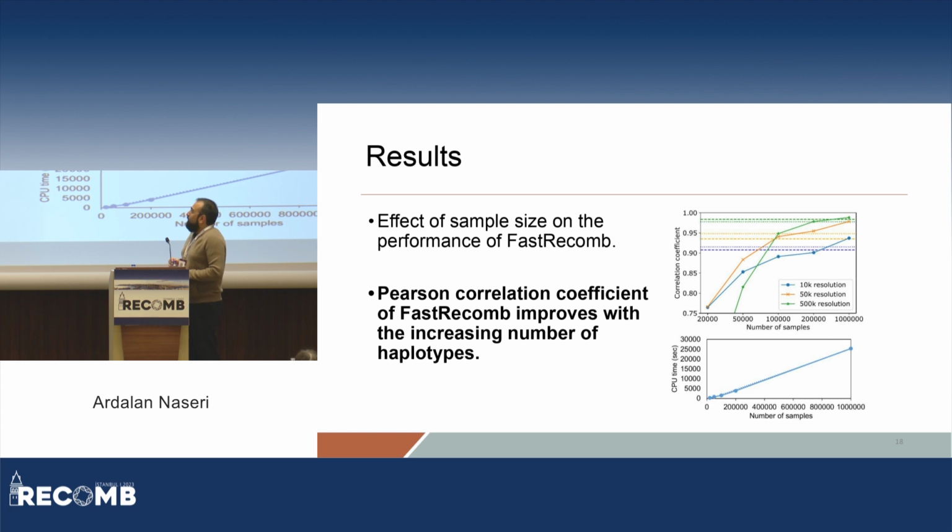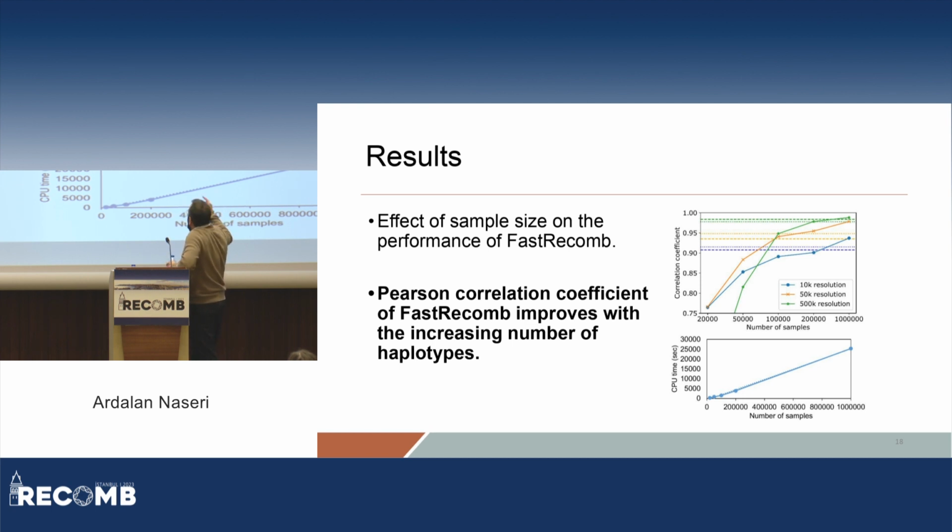So there's another point with the way we count the recombination and estimate the genetic map. The sample size is a very crucial factor. Basically, if we don't have enough samples, the result may not be very accurate. Here, as you can see on this top figure, the correlation coefficients are not very high if we have only 20,000 haplotypes.